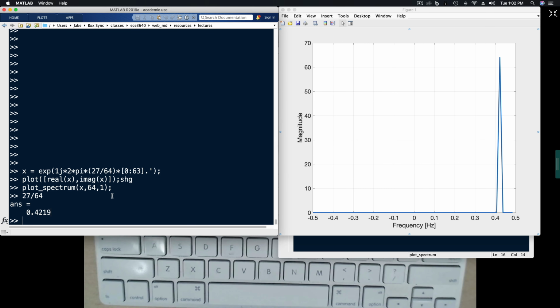Notice that when I called this function, I let n be equal to 64, and x was a 64-point sequence.